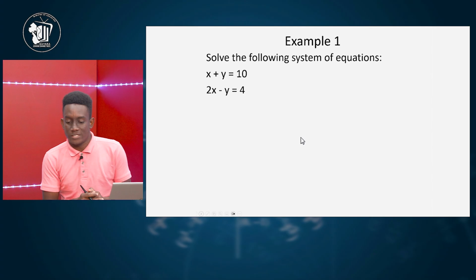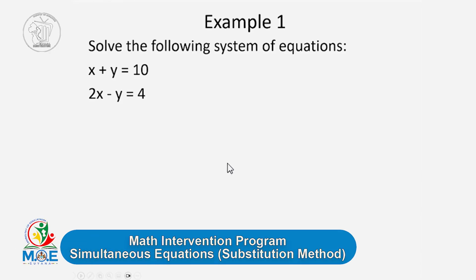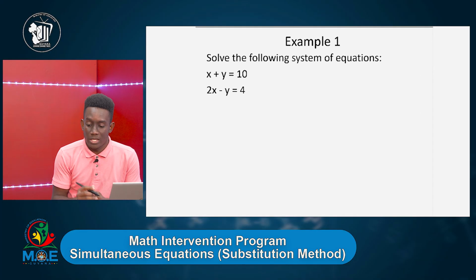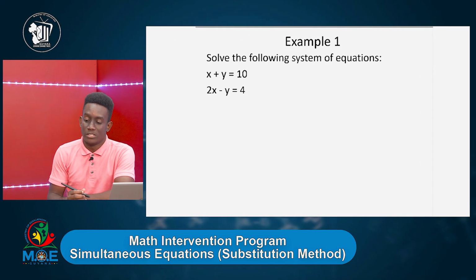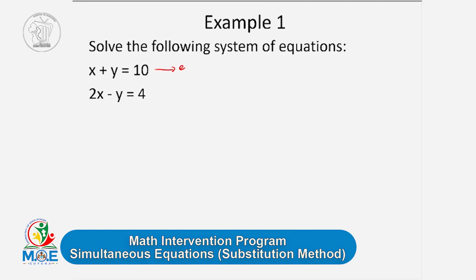This question says, solve the following system of equations. We have x plus y is equal to 10 and 2x minus y is equal to 4. We're asked to solve this. For this, we can start off by labeling them. We can call the top one equation 1 and the bottom one equation 2.